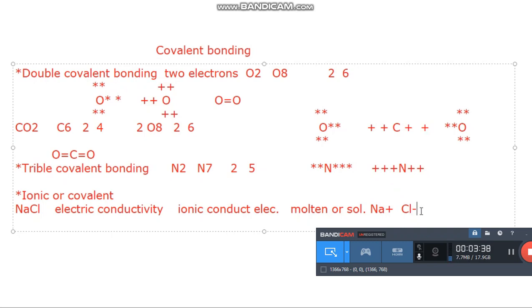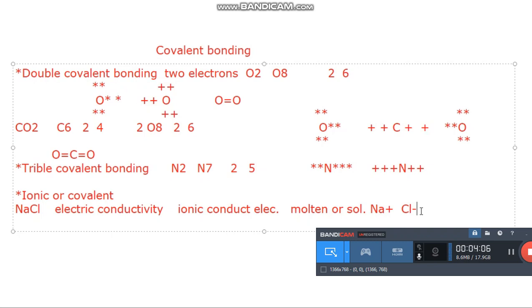Right. While covalent compounds don't conduct electricity. Why? Because we don't have ions, and we don't have free or movable electrons. So covalent compounds don't conduct electricity. Okay?